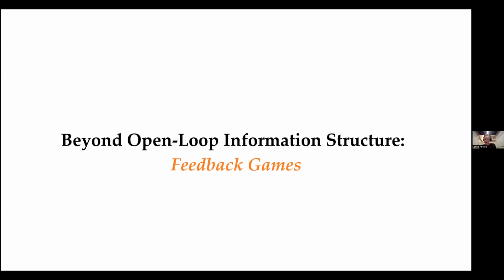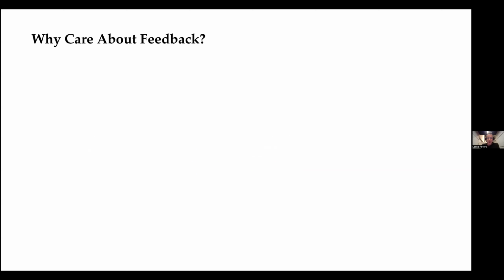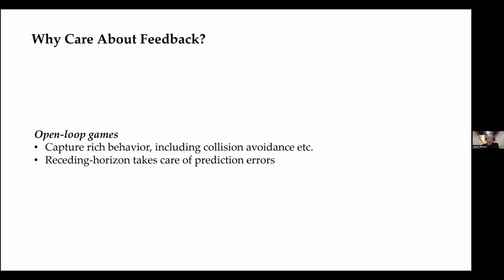Okay. So for the next chapter of this talk, I would like to extend beyond these open loop information structures and talk about feedback games. Now, first, why should you even care about feedback? Open loop games are powerful and they capture rich behavior. Even though open loop may sound scary, we can capture things like collision avoidance and other aspects of competition, and the receding horizon replanning takes care of prediction errors for us, right?